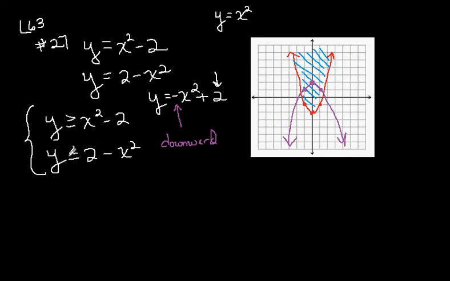And this time, this is less than, so it's going to be underneath the parabola. So it's going to be down here. We're going to color in. And where they overlap is the solution to this problem. So they overlap right in the middle. And so this is our solution, right in the middle.